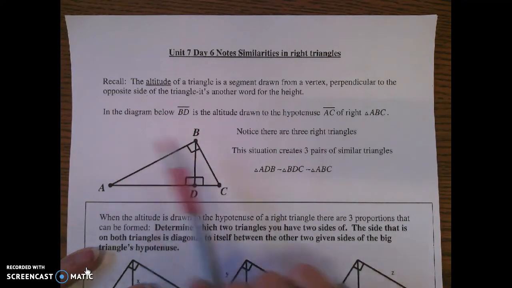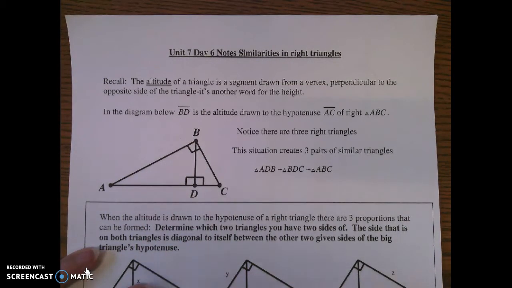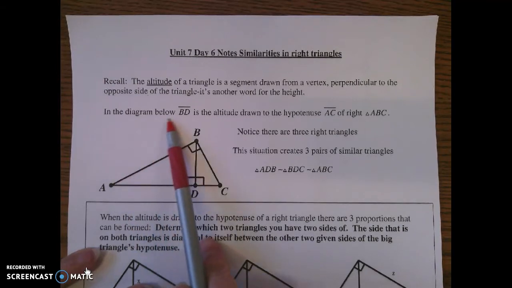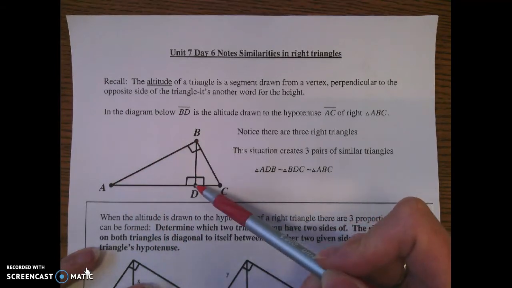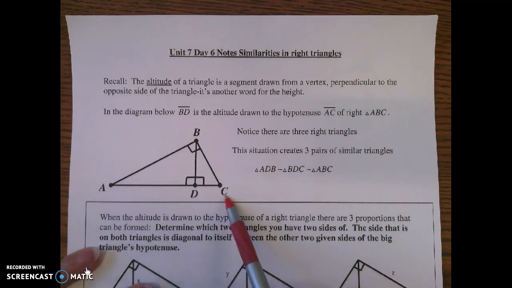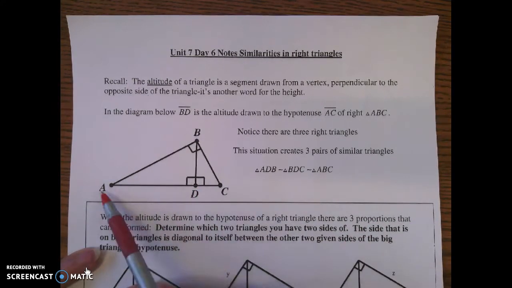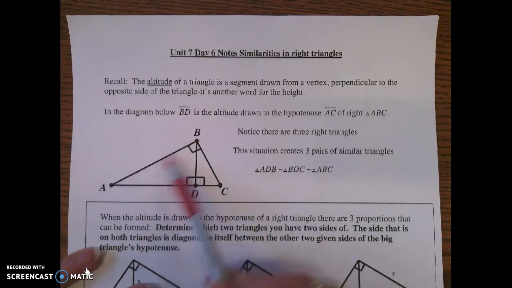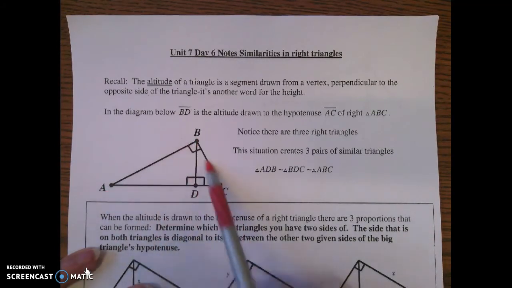So in this picture here, take a moment and look at that. How many triangles do you see? What do you know about those triangles? So I'm going to answer those questions right now. In the diagram below, line segment BD is the altitude drawn to hypotenuse AC of right triangle ABC. So there's a big right triangle ABC.